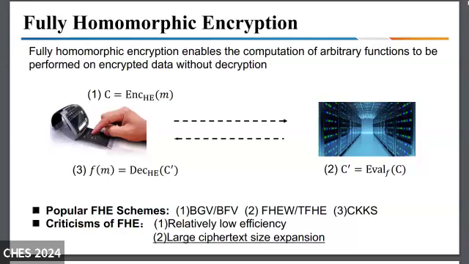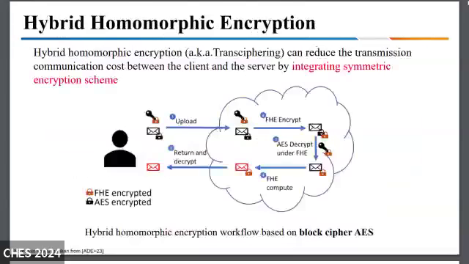FHE now has a relatively slow efficiency compared to the plain-text computation. And the second problem is it has very large cipher size expansion. So an effective solution to solve the larger cipher text expansion is to use hybrid homomorphic encryption. Hybrid homomorphic encryption is also called transciphering. It can reduce the transmission communication cost between the client and the server by integrating a symmetric encryption scheme.